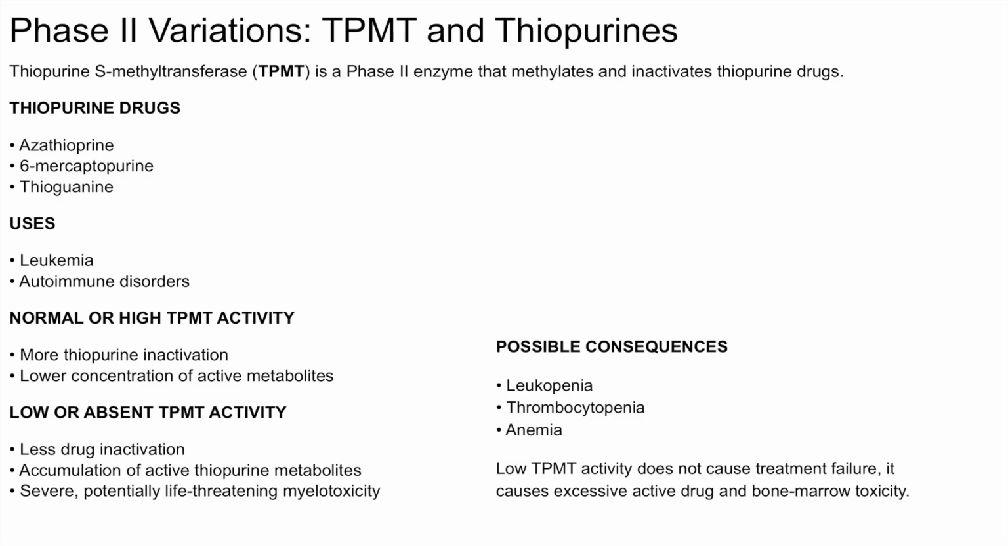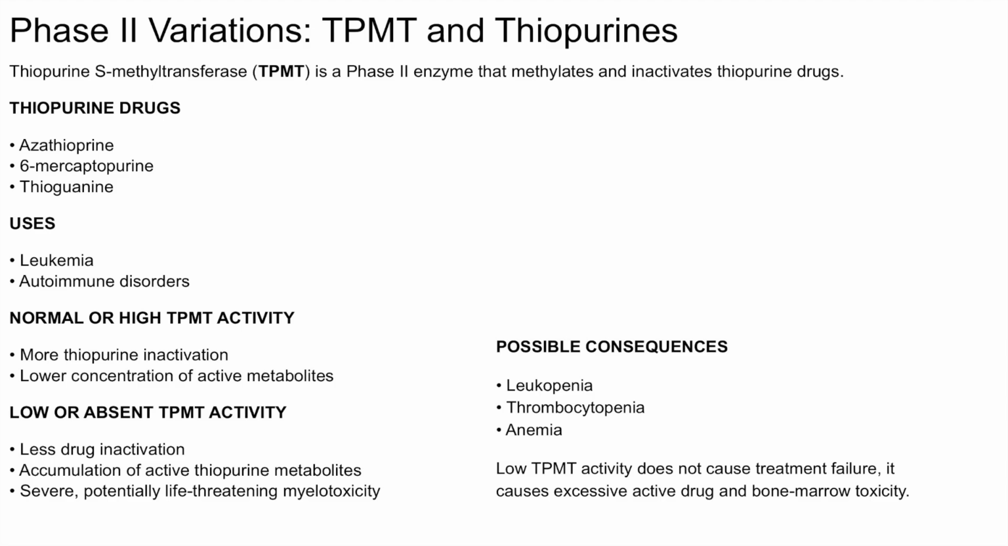Thiopurine S-methyltransferase, or TPMT, is a phase 2 enzyme that methylates and inactivates thiopurine drugs, and these medications include azathioprine, 6-mercaptopurine, and thioguanine, and are used in leukemia and several autoimmune disorders. With normal TPMT activity, part of the drug is inactivated, limiting the concentration of active thiopurine metabolites. With low or absent TPMT activity, less drug is inactivated and active metabolites start to accumulate. The major danger here is severe, potentially life-threatening bone marrow suppression. This may appear as leukopenia, thrombocytopenia, and anemia.